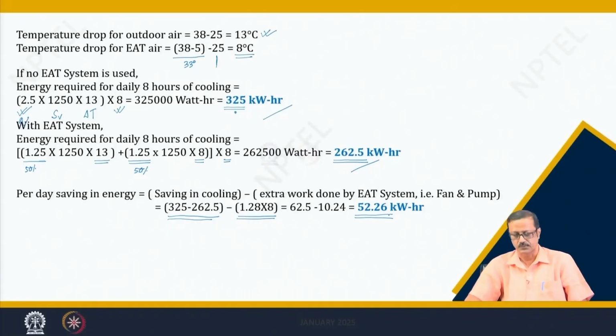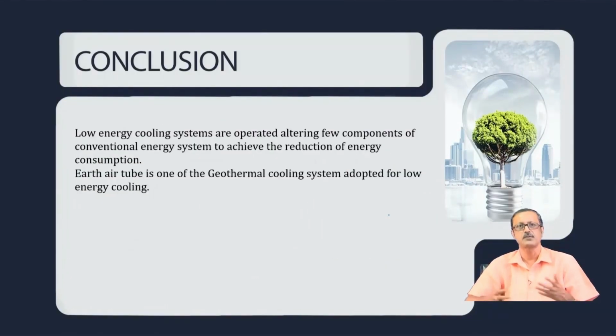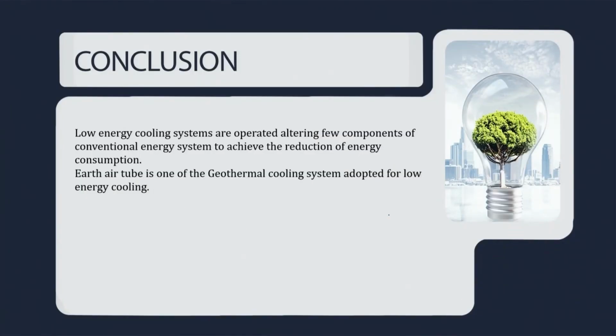So, this example will show that an earth air tube is beneficial, but of course, it has some disadvantages of its own. I have already discussed that, and the disadvantage is that you have to be very careful about choosing the particular project. So, low energy cooling systems alter a few components of the conventional systems to reduce the energy consumption. Earth air tube is one of them.